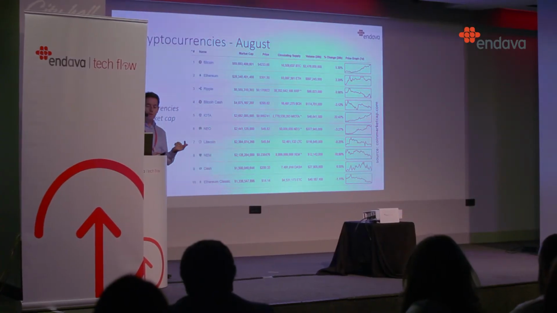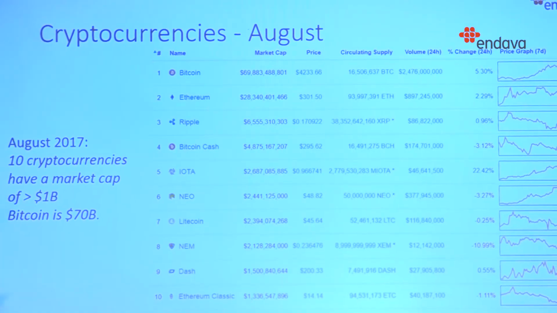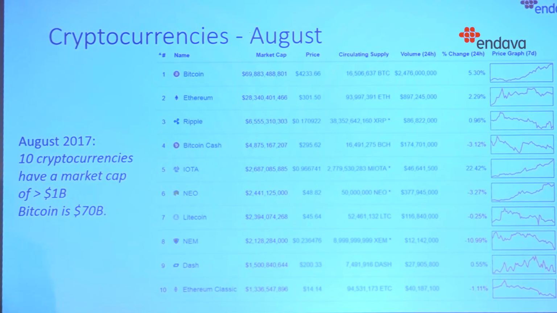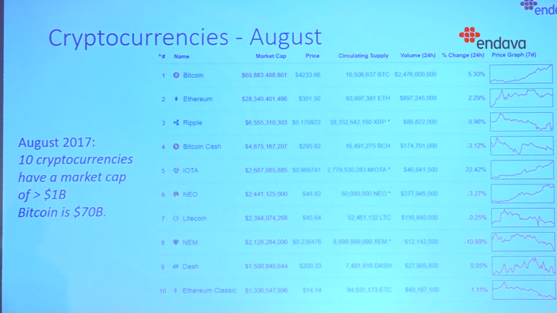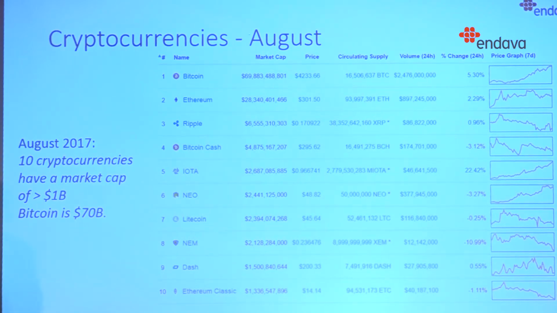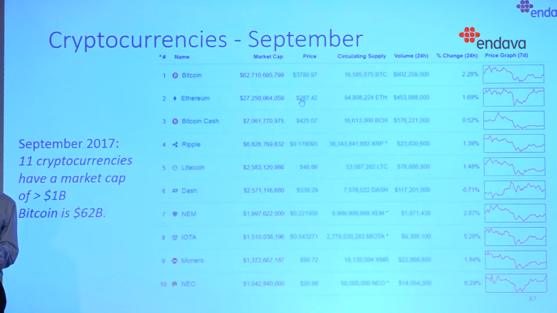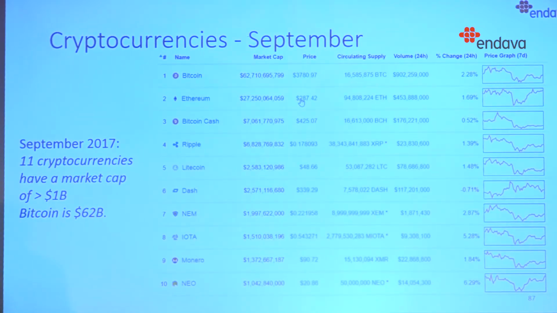I know you can't read those numbers, but in August, when I did one version of this presentation, there were 10 cryptocurrencies worth more than $1 billion. That's $1 billion. That's a lot of zeros. Bitcoin was 70 billion. And then when I looked again in September, a few weeks ago, there's 11 cryptocurrencies worth more than $1 billion. They just can't help themselves. But Bitcoin's only worth 62 billion, which is a heck of a change in value in a couple of months.